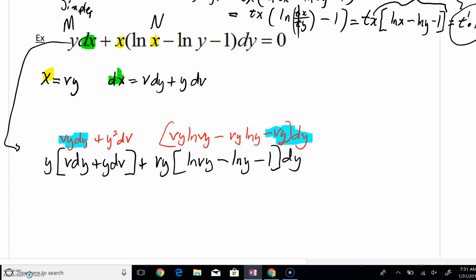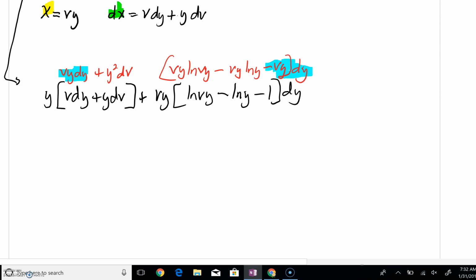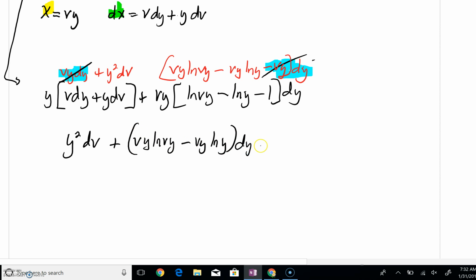So just remember that ultimately our goal is to separate variables and move forward from there. So really, with this first big bracket, you could see that the Vy dy and the minus Vy dy would be gone, leaving us with a y squared dv right here. And then we'd have this whole big messy expression over here as well. So, as we're coming back here, you can have your Vy ln of Vy minus Vy ln of y, and that's your dy.